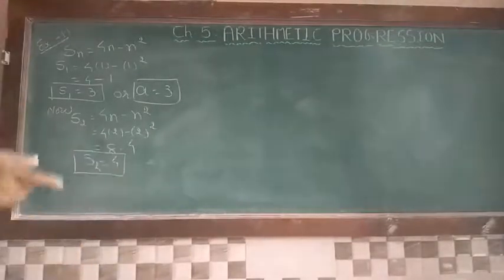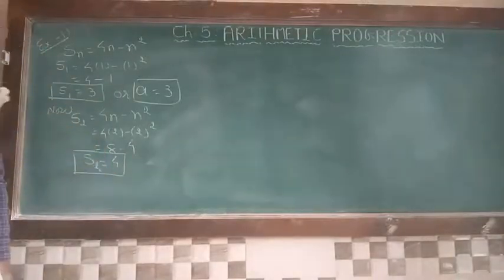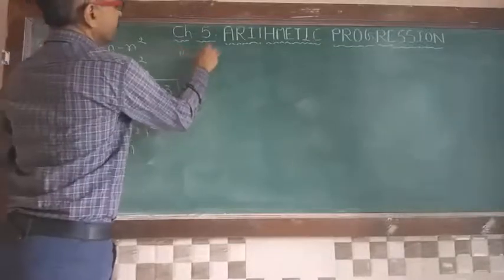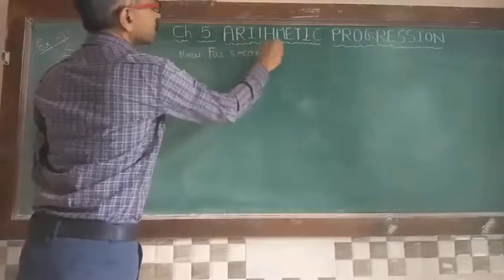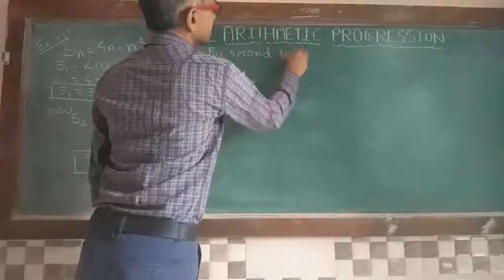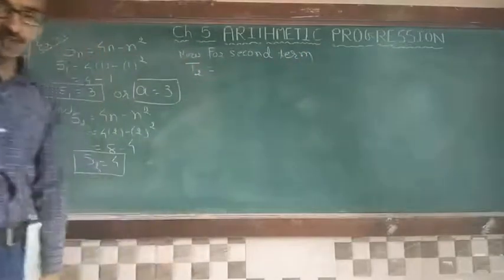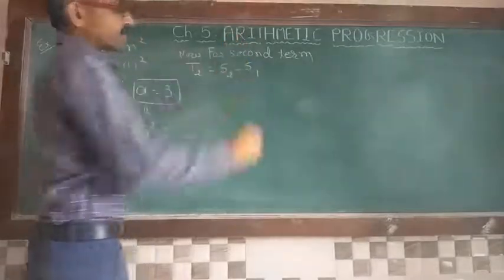Now you have to find first the second term. Which one is the second term? This is the sum of two terms, but you have to find the second term. Now for the second term, see T2. T2, that means S2 minus S1.